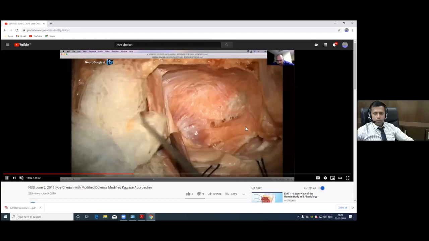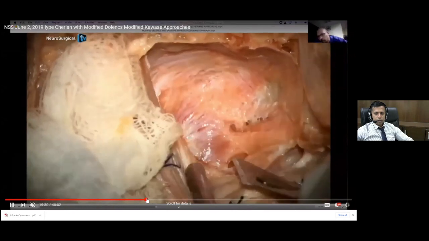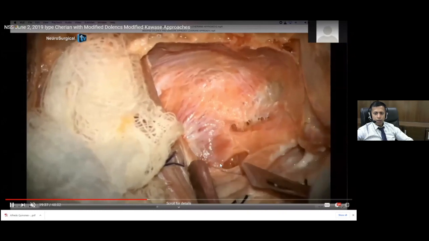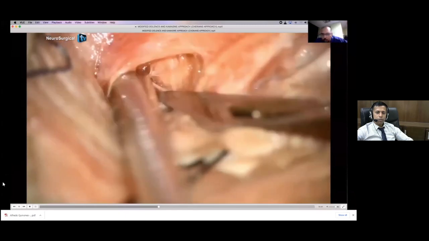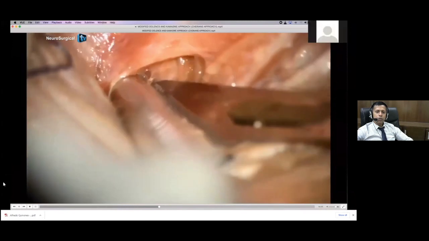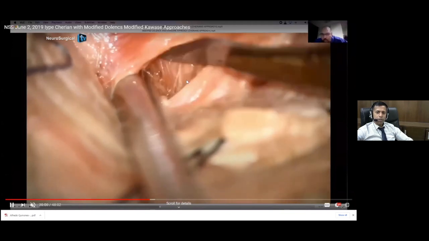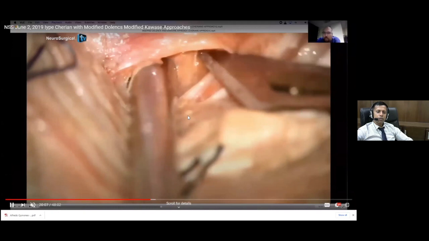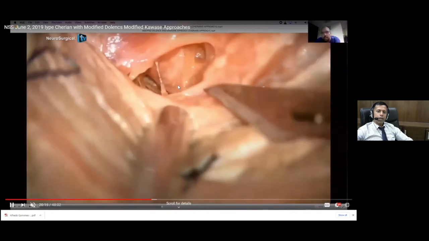Right. So you can see the Gasserian ganglion there. That's V1 there, and that's V1 under high zoom. Now I'm going to show you the sixth nerve, abducens. That's V1. That's Parkinson's triangle. That's V1. That's the fourth nerve here. That's the C5 carotid, the paraclival carotid.